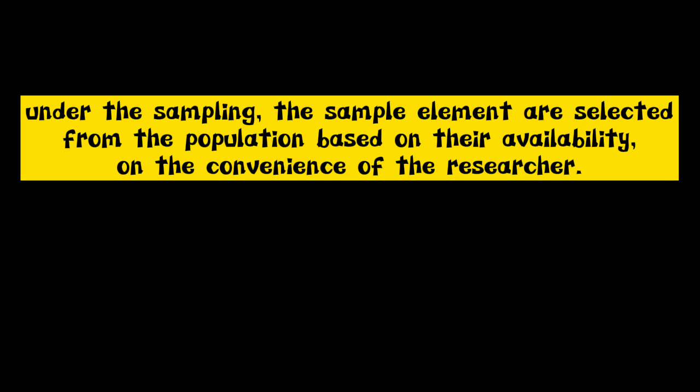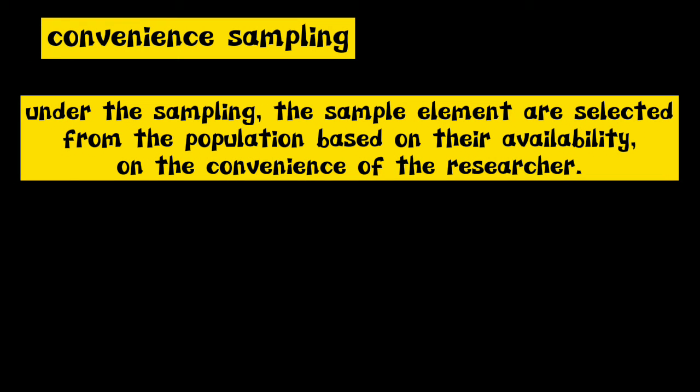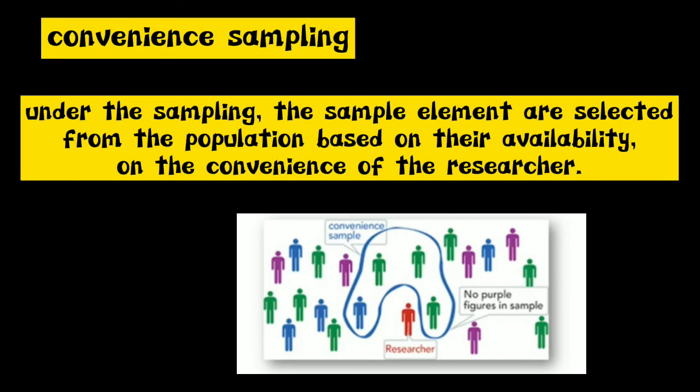One of the types of non-probability sampling is convenience sampling. Under this sampling, the sample elements are selected from the population based on their availability or the convenience of the researcher. Ibig sabihin, ang pagpili ng researcher sa kanyang mga respondent ay nakadepende sa kanilang availability at sa kung paano hindi mahirapan ang ating mga researcher.